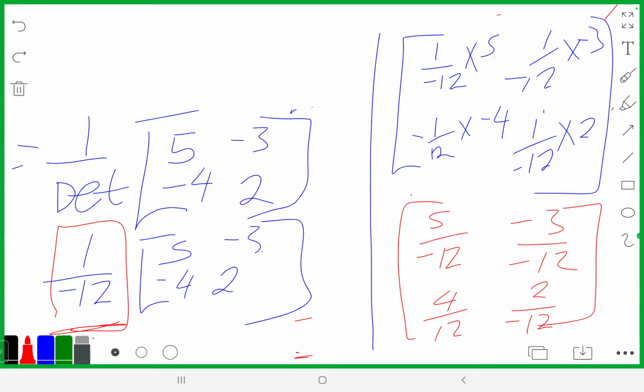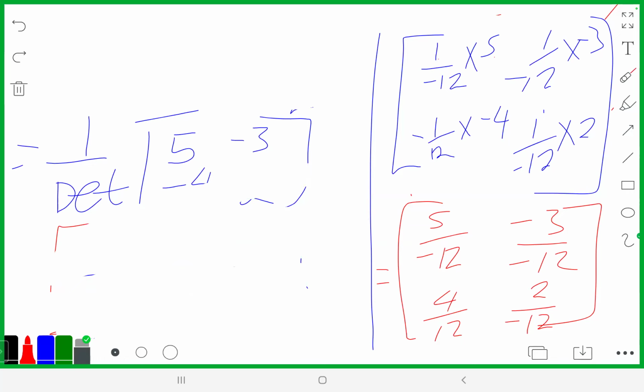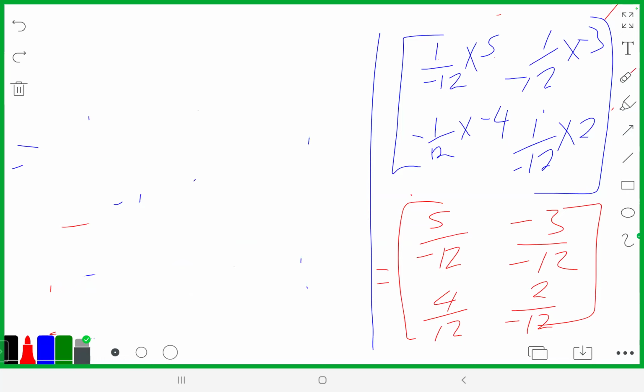Then if you want, from here, you can still reduce these entries. But if you don't want, you can still leave it here. But it doesn't look smart. When you leave it here, it will not look very smart. So you can reduce further. How do you reduce? You look for the number that can enter both. So we have 5 and 12. We don't have any number that can enter in there. So it will remain as 5 over negative 12.